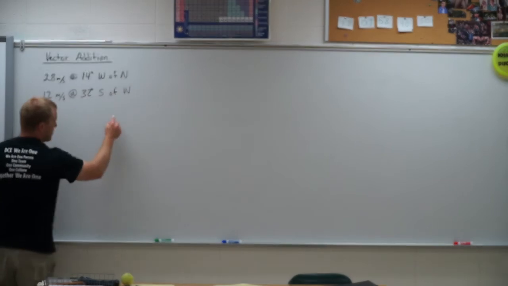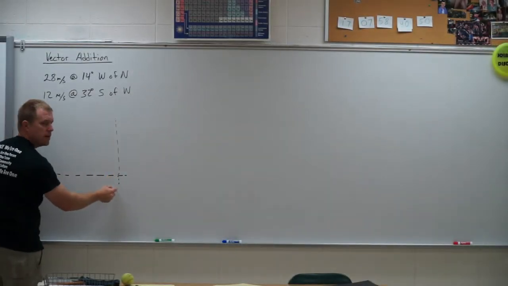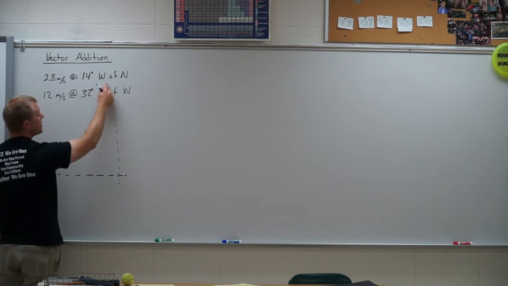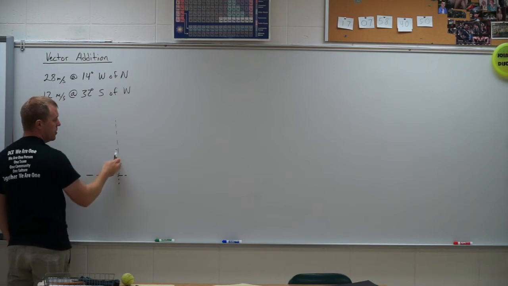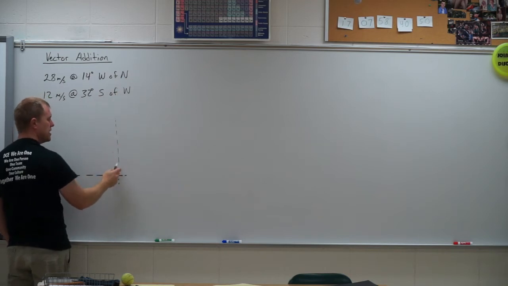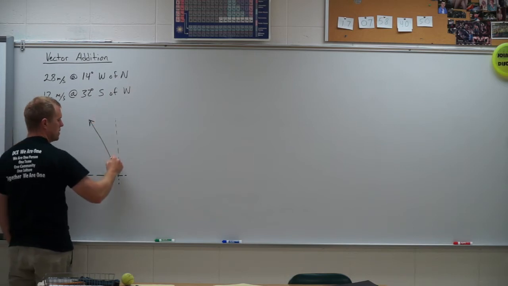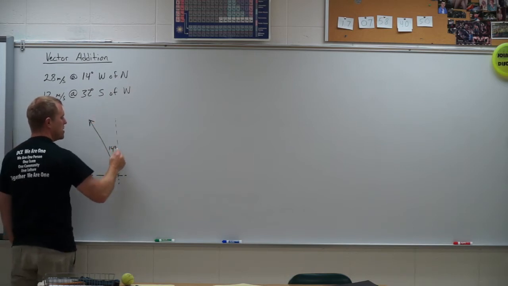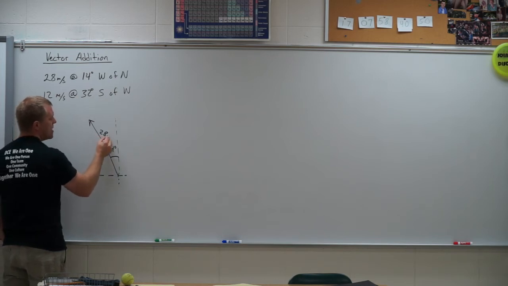So I start out with a coordinate system. I draw my first vector. This one is 14 degrees to the west side of north. So I start at north and I rotate 14 degrees and I go 28 meters. So there's my 14 degrees to the west of north, and it has a magnitude of 28 meters per second.